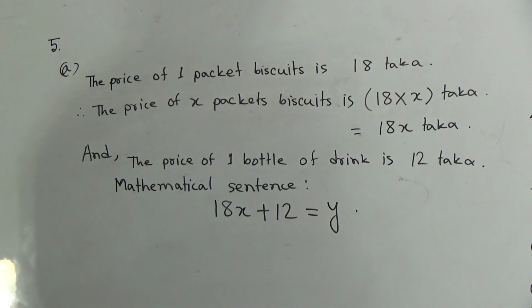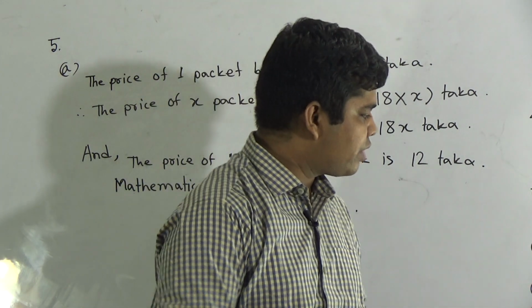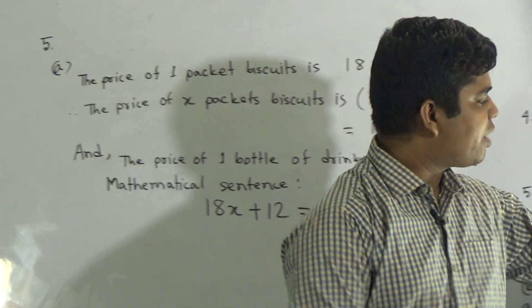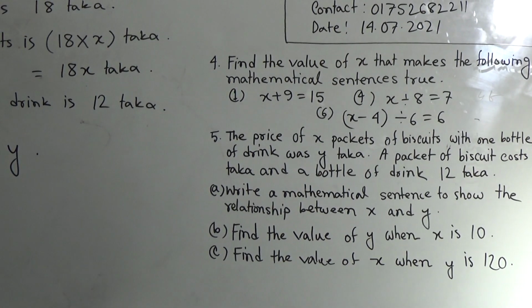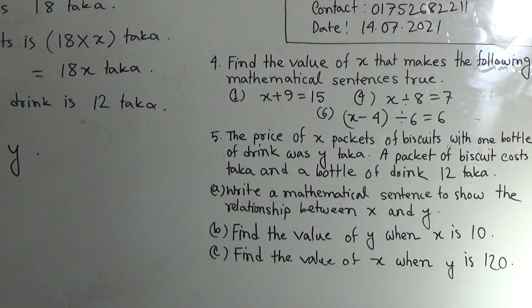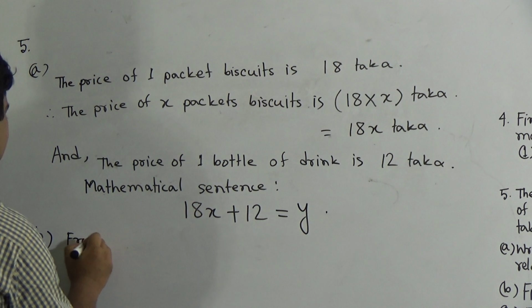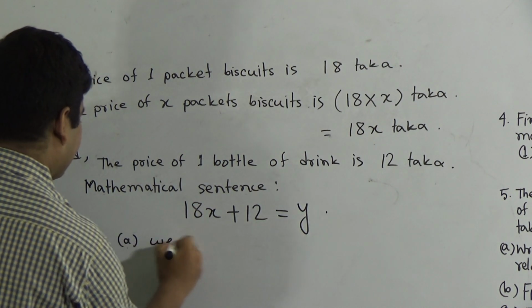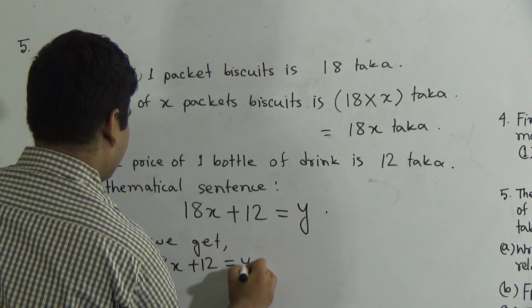Okay. Question B. By using this mathematical sentence, we shall solve questions B and C. Here you notice we need to find out the value of Y when X is 10. That means X is given, which is 10. By using X equal to 10, we find out the value of Y. In order to solve question B, we need the mathematical sentence, right? From A we get 18X plus 12 equals Y.